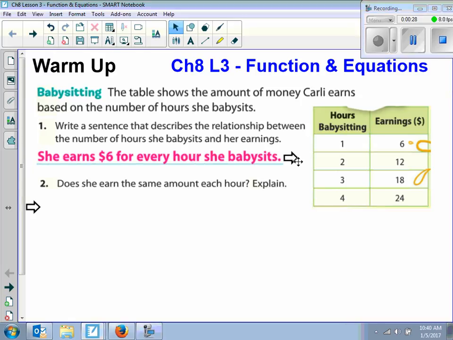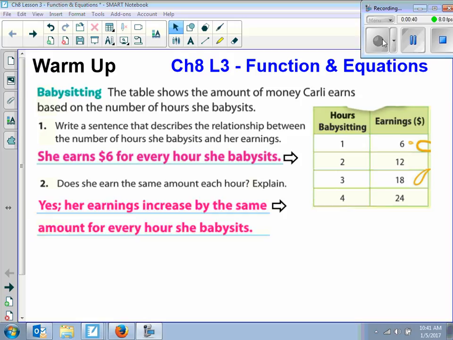So, she earns $6 for every hour that she babysits. All right, now, does she earn the same amount each hour, and explain? So yes, her earnings increase by the same amount every hour that she babysits.